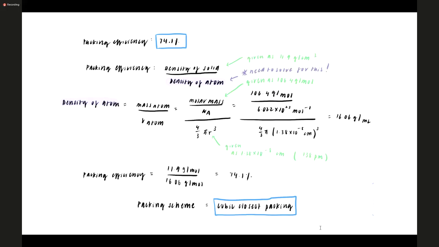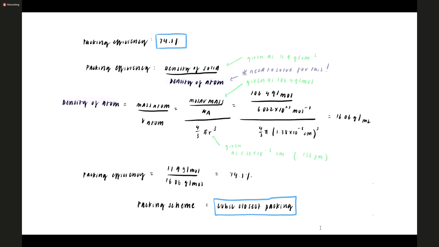So in this case, with the packing efficiency, what I did was that packing efficiency can be calculated by the density of the solid of the lattice over the density of the atom. And so what we were given was what I noted here in green. So the density of the solid was given as 11.9 grams per centimeter cubed. But what I don't have is the density of the atom. So that is what we need to solve in purple. So for calculating the density of the atom, that's just the mass of the atom over the volume of the atom.